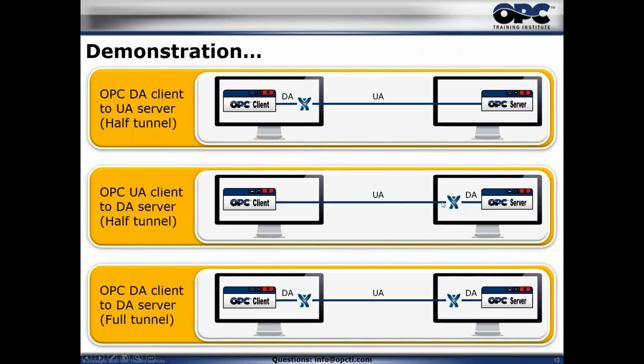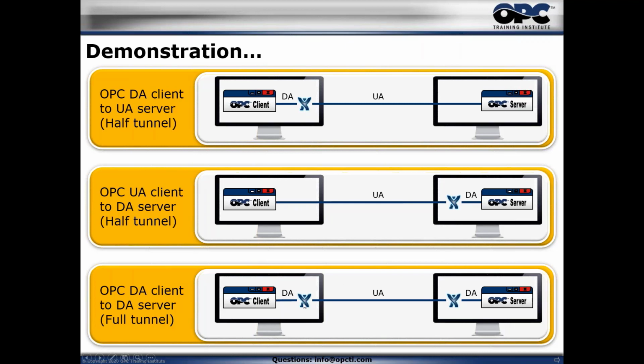It takes a UA client, and as far as this OPC server knows, it's got a local DA client. So there is the other half of the tunnel. So we see one half tunnel here, the other half tunnel over here.